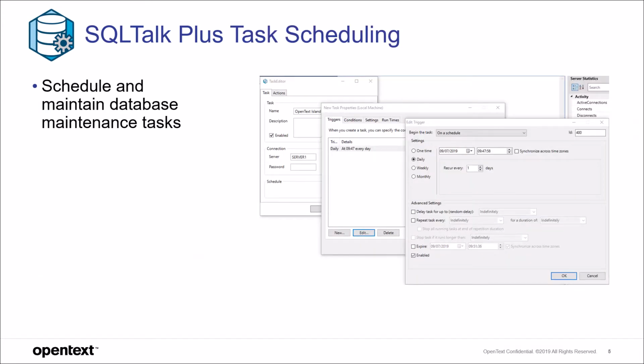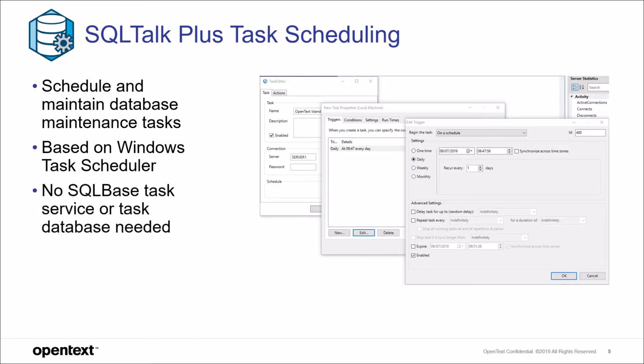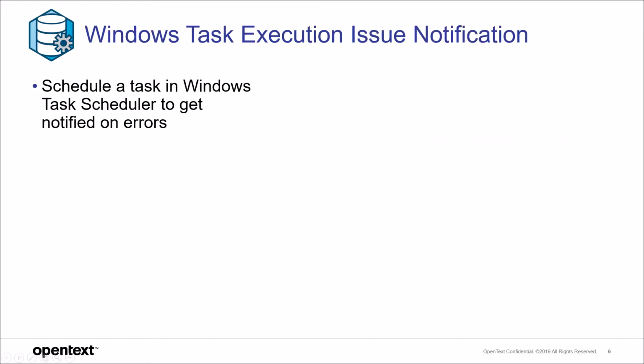Schedule and maintain database maintenance tasks with the new SQLTalk Plus task scheduling feature. It is based on the Windows task scheduler, so fully integrated into the Windows operating system, and you don't need a SQL-based task service or task database to make this work. If you want to get notified when a task execution fails or has issues, you can schedule a task in the Windows task scheduler to get notified on errors.